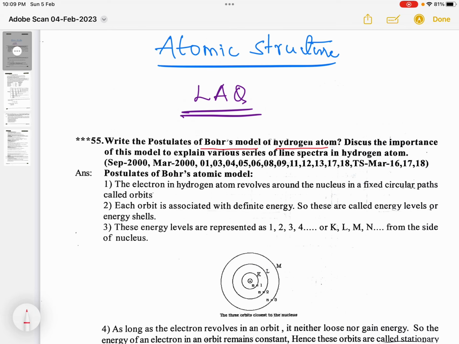The first postulate of this theory is: the electron in a hydrogen atom revolves around the nucleus in fixed circular paths. These circular paths are called orbits. So here I'm writing and underlining important points. You have to focus on those underlined words.